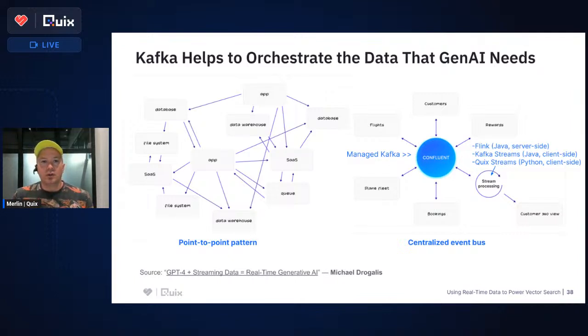And so Apache Kafka can facilitate a pattern called the centralized event bus, where data is centralized, and then you can run processes on that central data store and stitch data together. And you do that stitching using a stream processing engine such as Flink, Kafka Streams, or Quix Streams in Python.